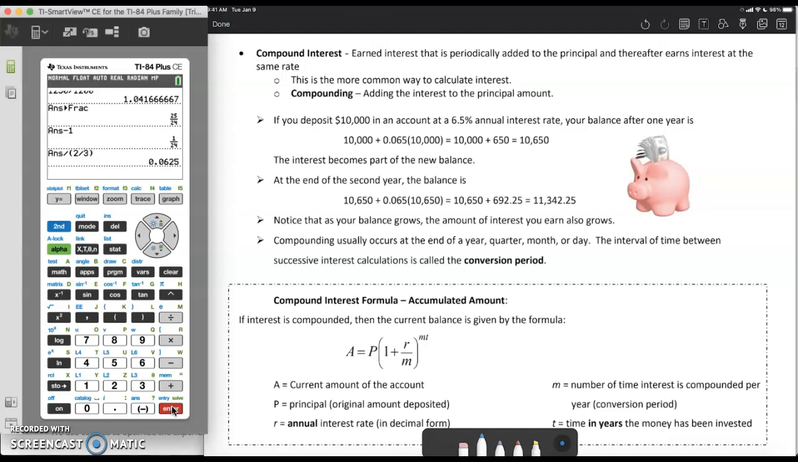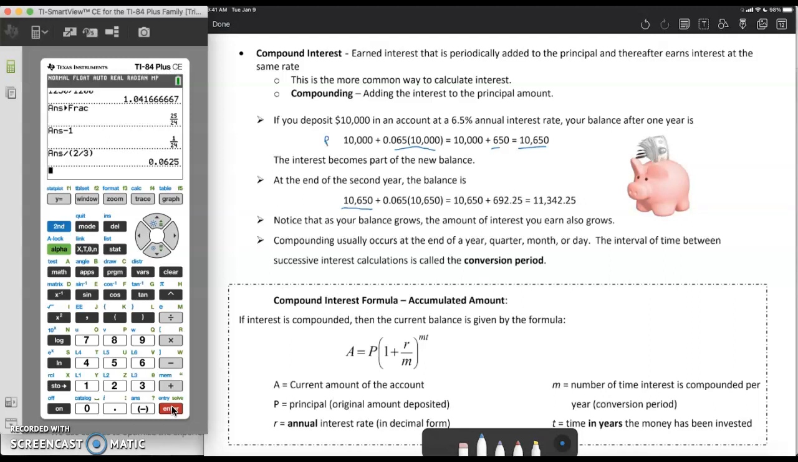So here's an example. It says if you deposit $10,000 in an account at 6.5% annual interest, your balance after 1 year is, you can just do a simple interest formula for that single year. You would take your 10,000, you would add whatever 6.5% of that 10,000 is, which is 650, and at the end of year 1 you would have 10,650. That interest becomes part of your new balance.